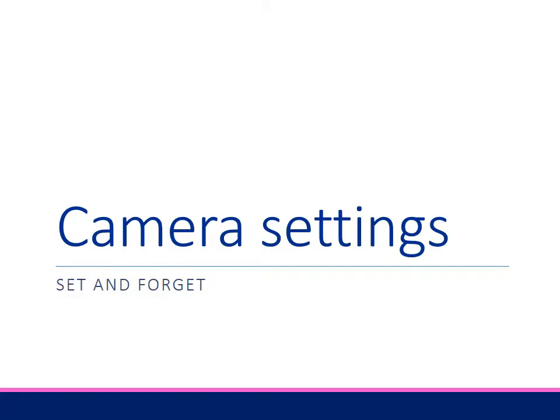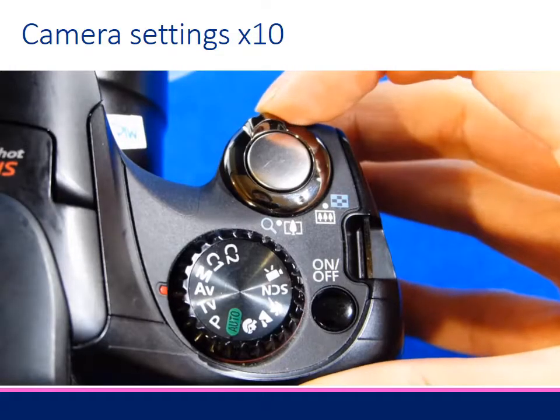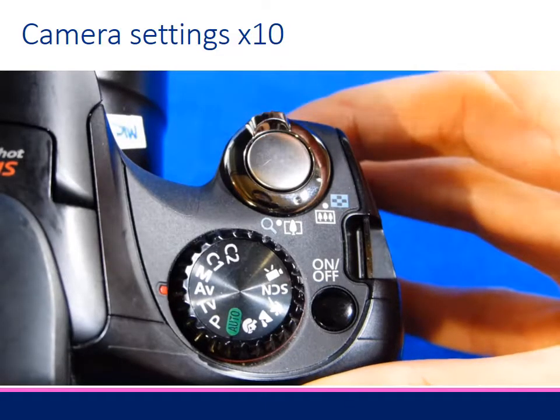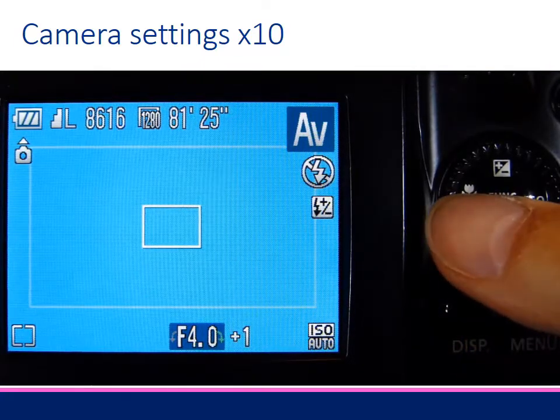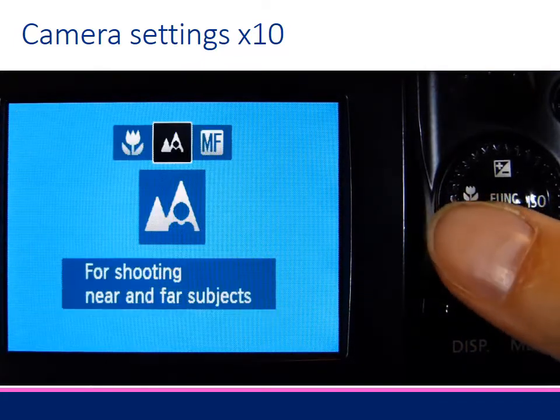There are about 10 camera settings you need in order to get optimal results. The good news is, once you've set up the camera, you don't need to change the settings again. Set the zoom toggle to wide or 3 trees. Select the macro or close-up mode, which is the flower icon.